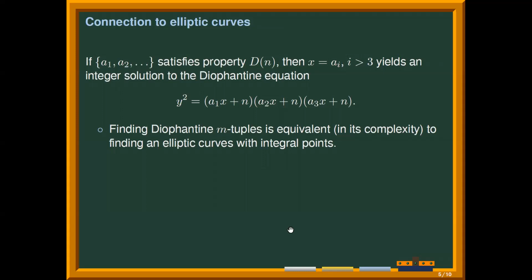Just to make sure I understand, if you have an elliptic curve with integral points, you get A1, A2, A3 after factorization. Do you still need to check that A1, A2, and A3 satisfy the property with respect to each other? Right. Yeah, you still need that, because your A1, A2, A3 should be distinct. Should be distinct, yeah.